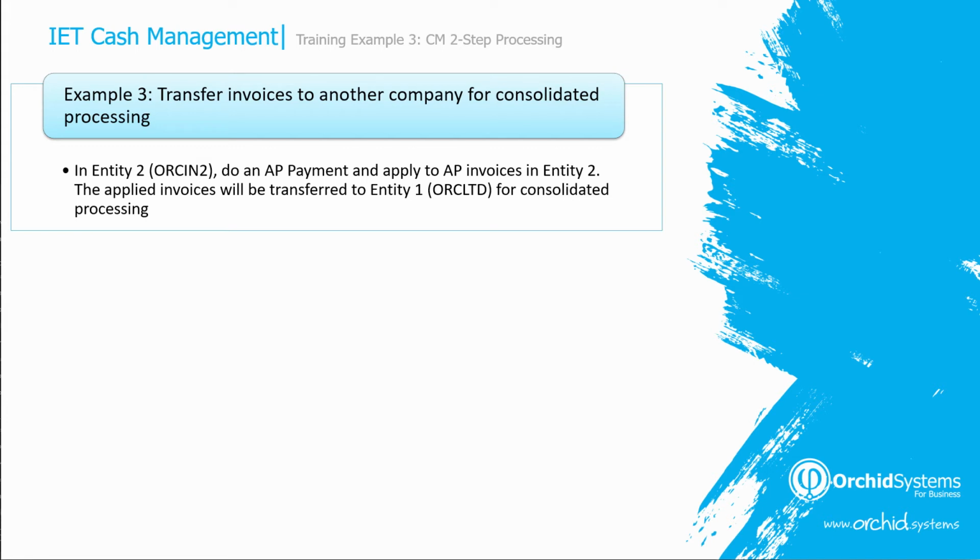So in Entity 2, Orchid 2, we're going to do an AP payment and apply the AP invoices to Entity 2. These applied invoices will be transferred to Entity 1 via the loan account with Entity 2 for consolidated processing once posted in Entity 1.